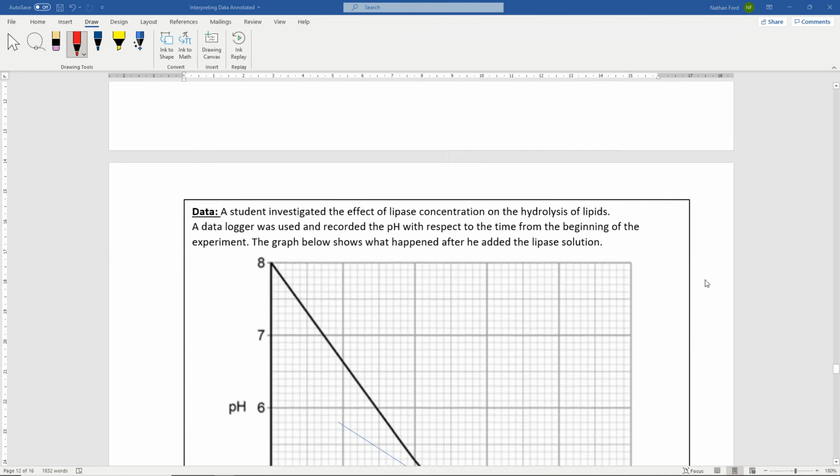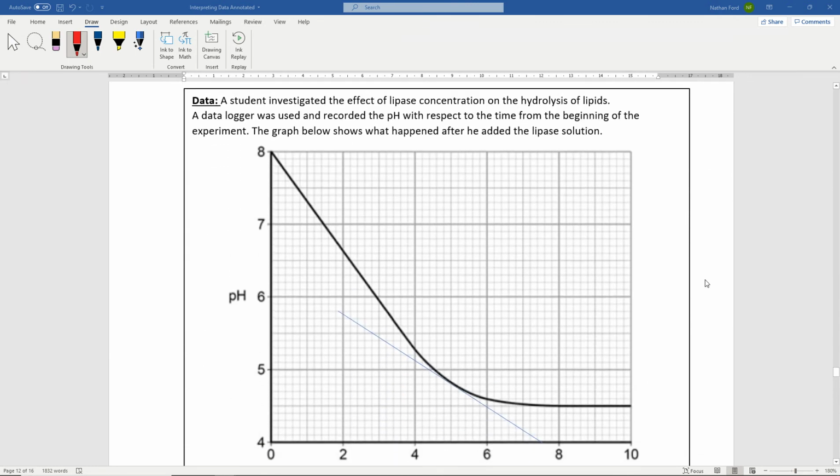Okay, now before we go on to getting you to do it, let's actually have a go. So here, you've got this next question. There's a student investigating lipase concentration and hydrolysis of lipids. We've got great information there for chemistry.